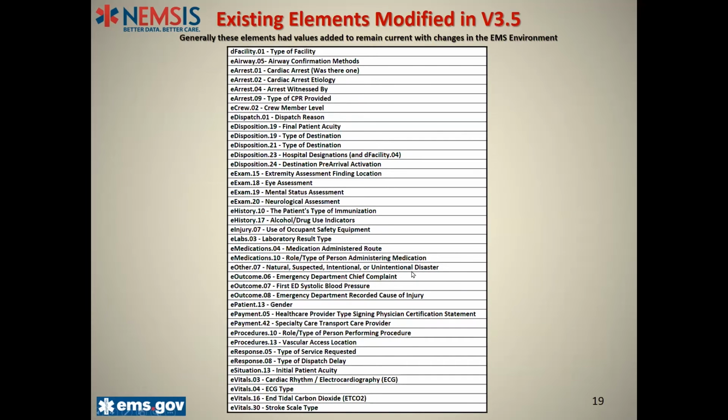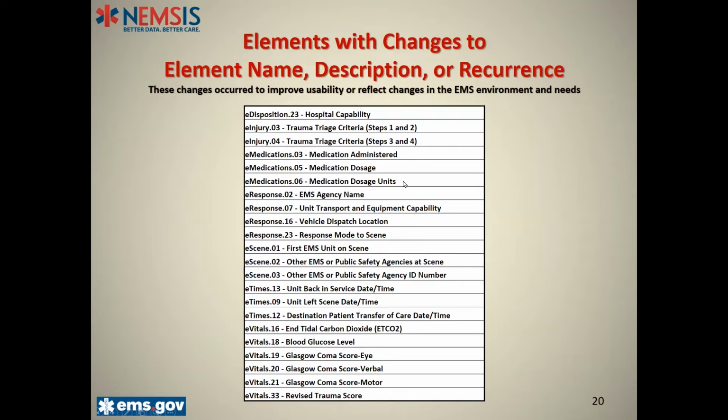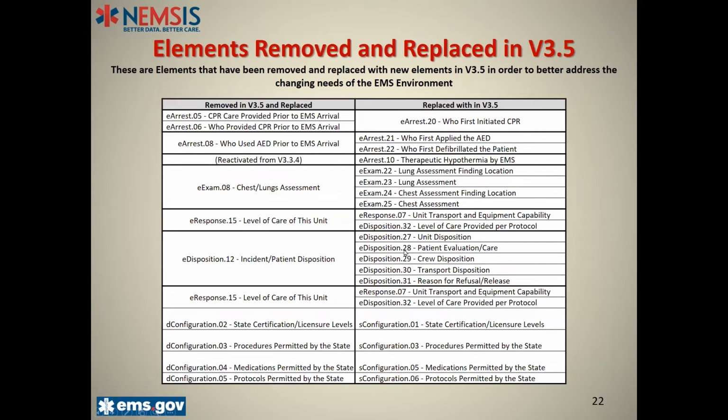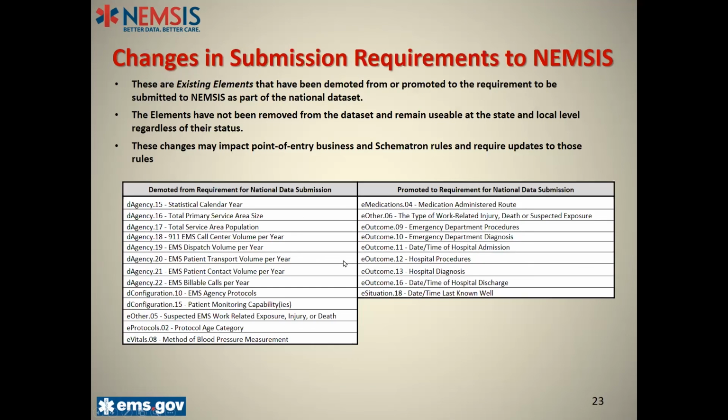And these were just a quick summary of things that had a change to them. Generally, values were added to these. Otherwise, they didn't change. These were fields that we kind of changed the name of them a little bit, or the description was modified, or the recurrence of that field. So it wasn't necessarily a substantial change, but it was a little change somewhere. And then these are fields that were either added or removed completely in the new system. So, or were replaced.